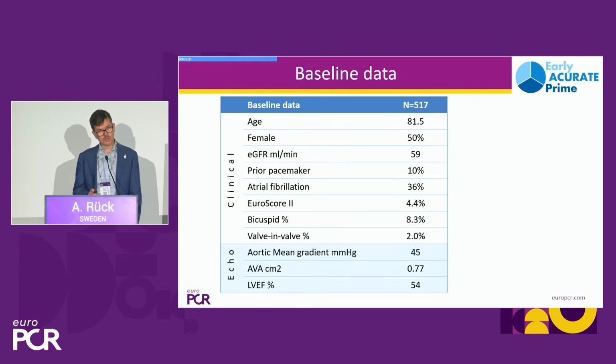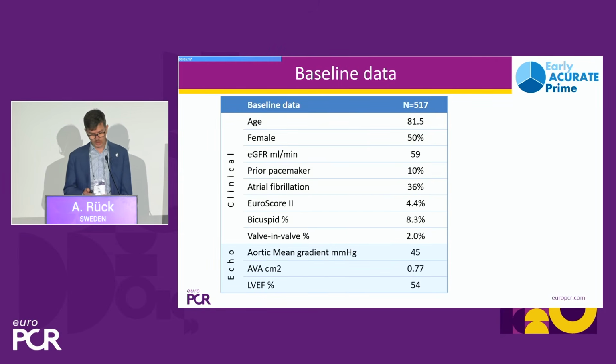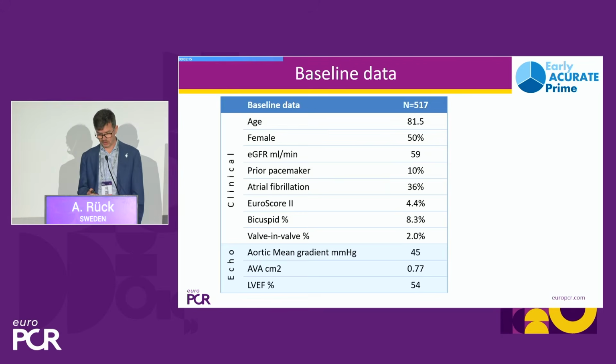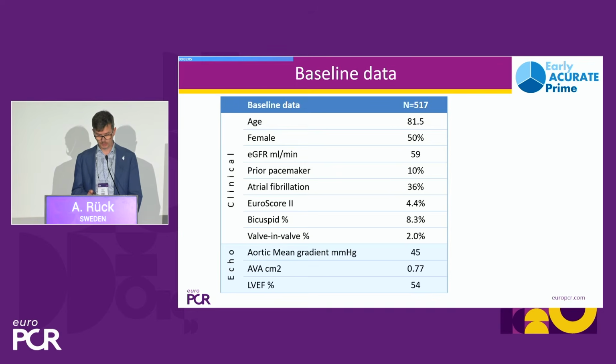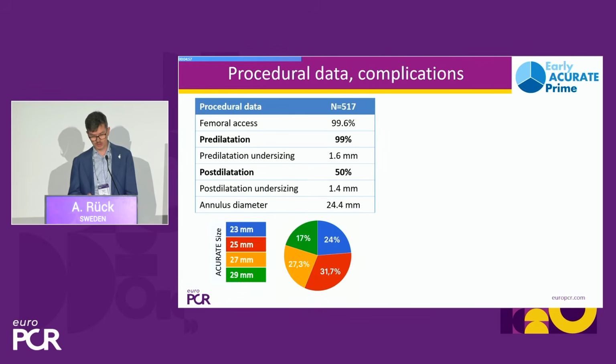Baseline data, quite unremarkable. Mean age 81 years, 50% female, Euroscore 4.4%. Of note, bicuspids 8% and valve-in-valve 2%. Both of those are not clinically indicated officially for the product, but were allowed in this registry. On the echo, quite unremarkable, 45 millimeters mean gradient on average, and good ejection fraction in most patients.